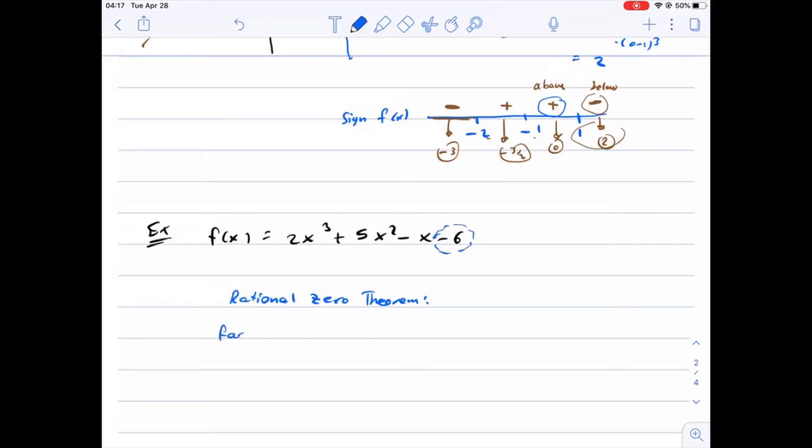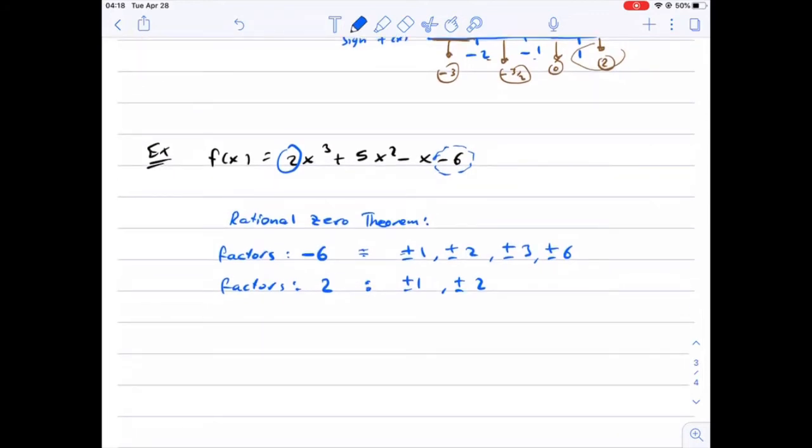So the factors of the constant term -6 are the numbers that divide -6: plus or minus 1, plus or minus 2, plus or minus 3, and plus or minus 6. What about the leading term, 2? The factors are plus or minus 1 and plus or minus 2. And then we try to find the ratio: factors of -6 over factors of the leading coefficient 2.